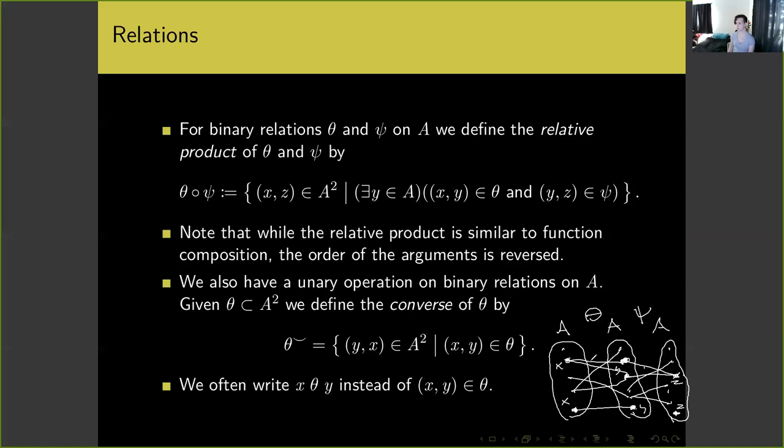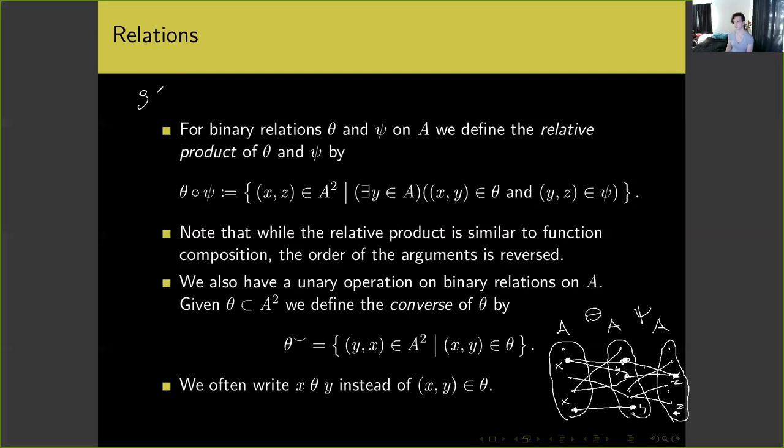So you can really visualize it as just saying that there's at least one path in this picture which starts at your X and ends at your Z. If that's the case, then XZ is in the relative product. And note that while this is very similar to function composition, you've probably seen a similar picture for the composition of functions, this is written in the opposite order.